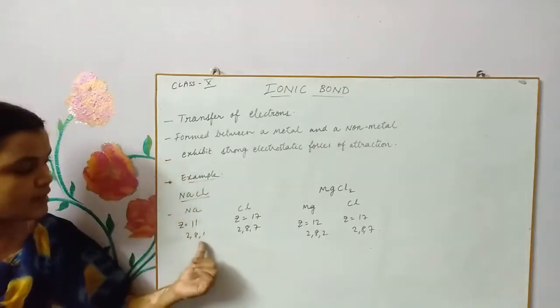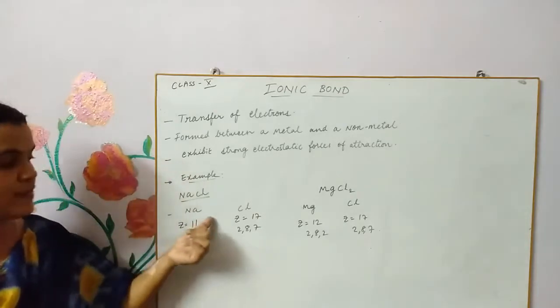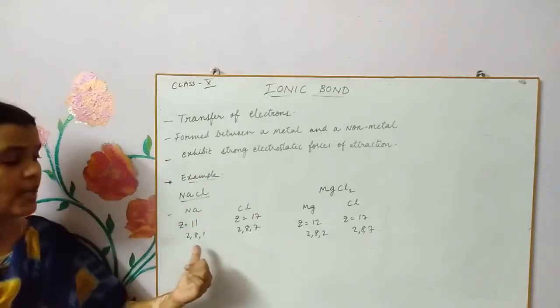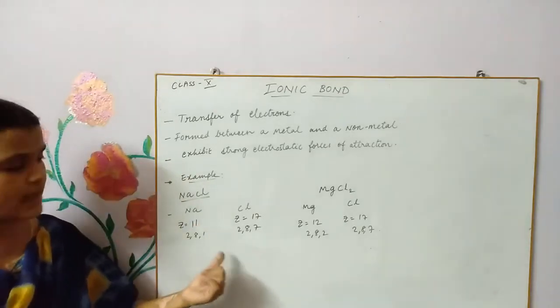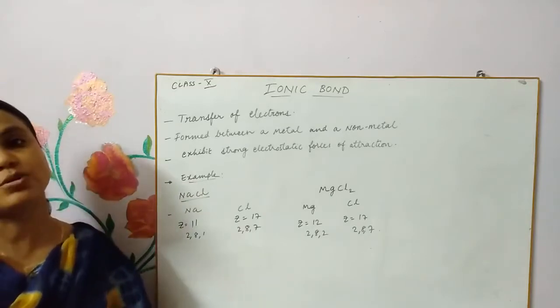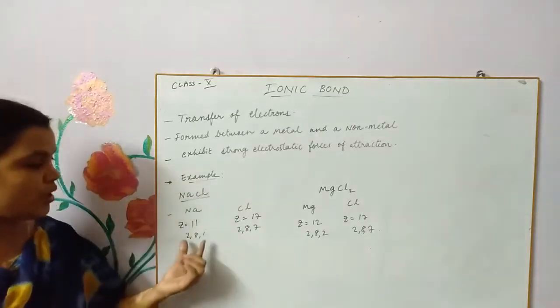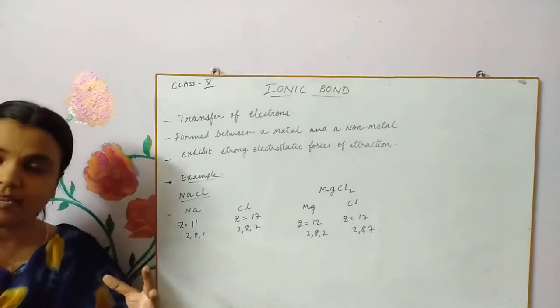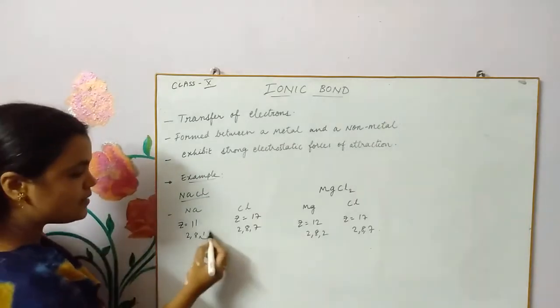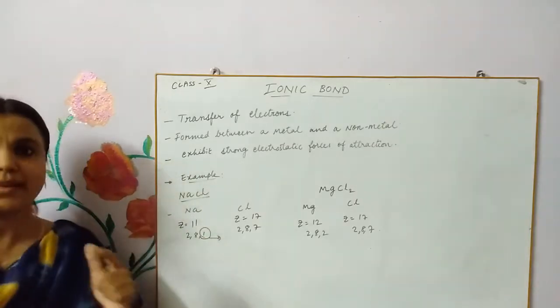So here this is the electronic configuration of sodium. 2 in the first shell, 8 electrons in the second shell, and 1 electron in the outermost valence shell. Now in order to get the stable electronic configuration, it tends to lose this electron. One electron is extra.